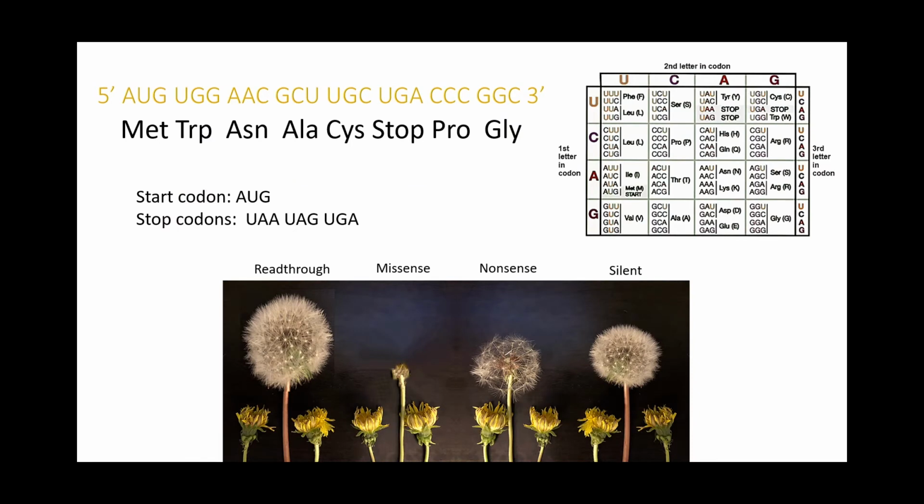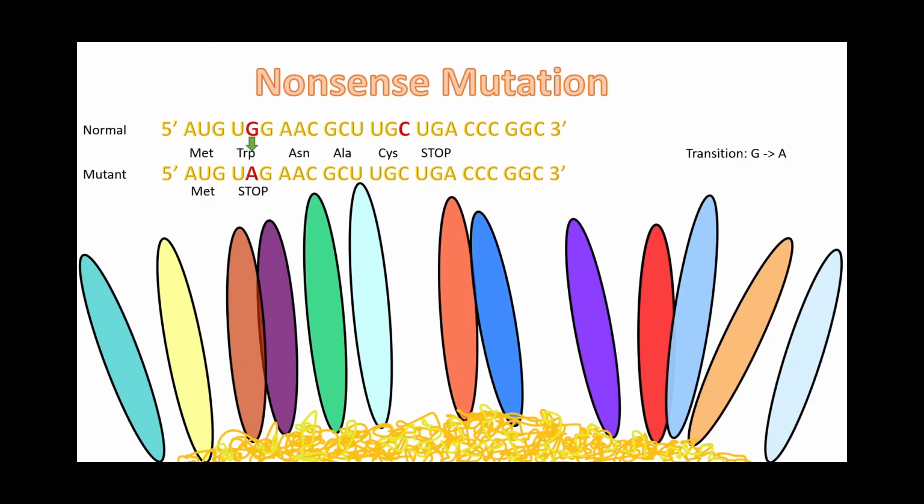In this picture, we have a dandelion that is long and has read-through mutation. The dandelion without any hair has missense mutation and was unable to function properly. The third dandelion has nonsense mutation, which has a codon change to a stop codon early on, so it doesn't have much hair. The last dandelion has silent mutation, which we can assume looks like a normal dandelion.